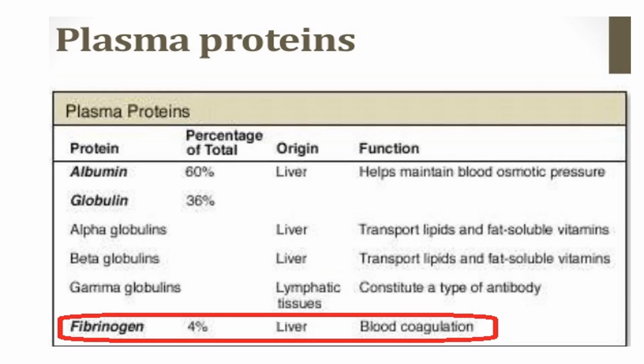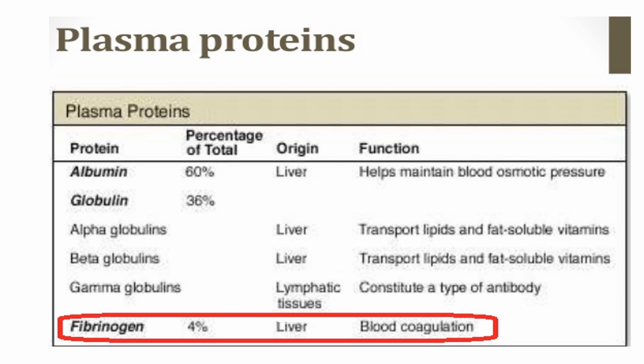Now this table also shows you that albumin, which is 60% of the total plasma proteins, is synthesized by the liver, and it maintains colloidal osmotic pressure. It is not the only function that it serves. We will discuss the various other functions of the albumin simultaneously.